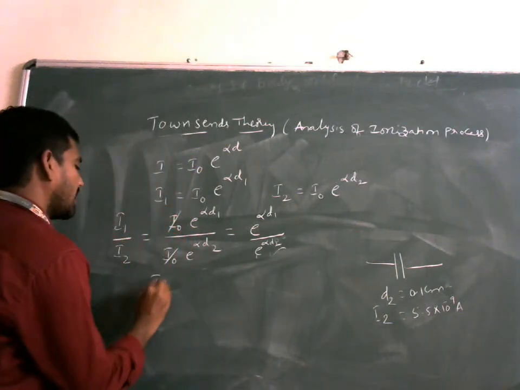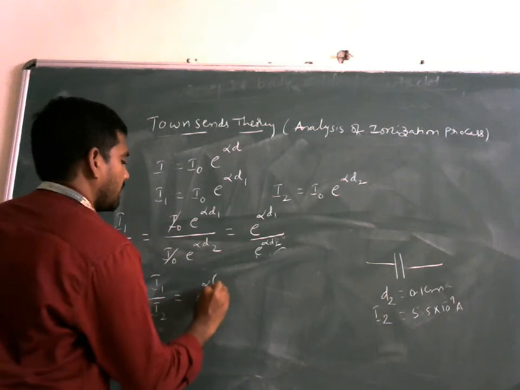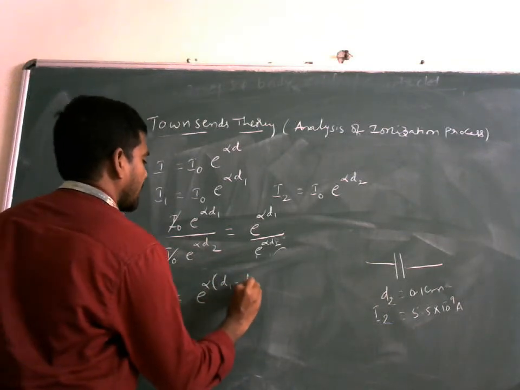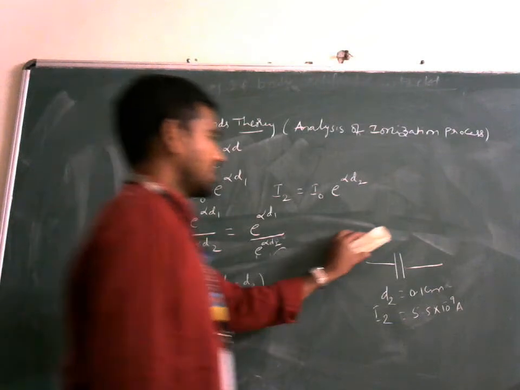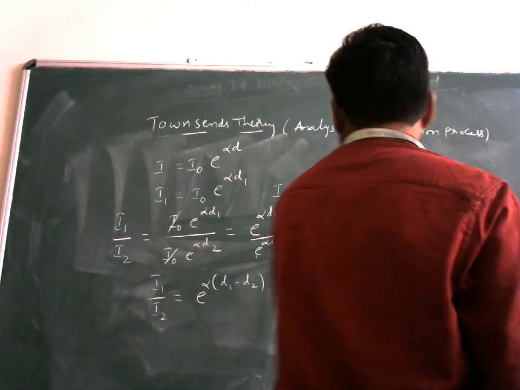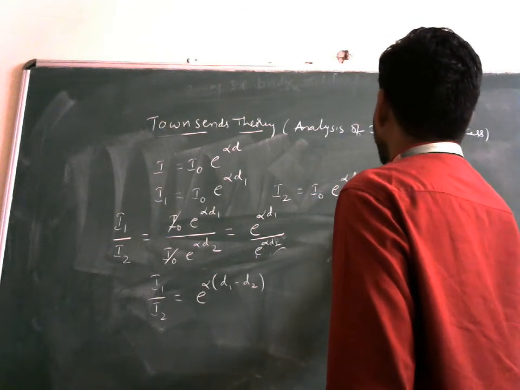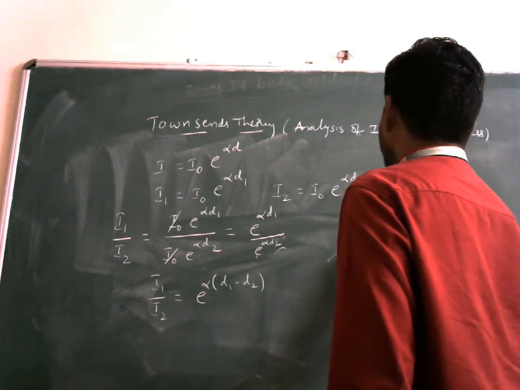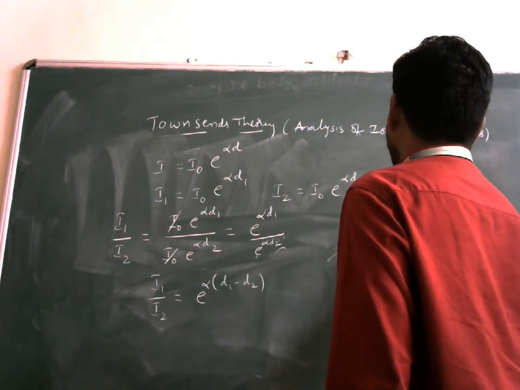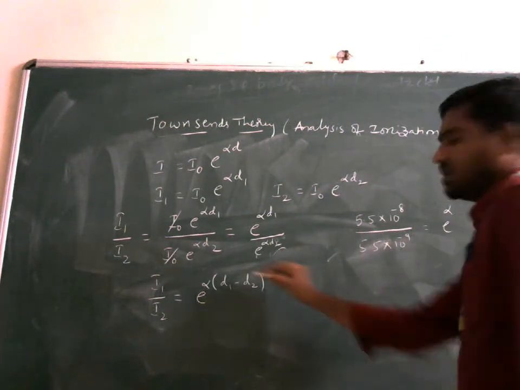From this we can write I1 by I2 equal to e power alpha into (d1 minus d2). Now we need to substitute all the values. What is the I1 value? I1 is 5.5 into 10 power minus 8, divided by I2, which is 5.5 into 10 power minus 9, which is equal to e power alpha into d1 value.